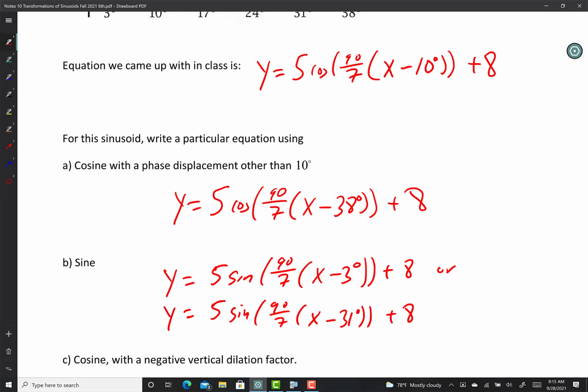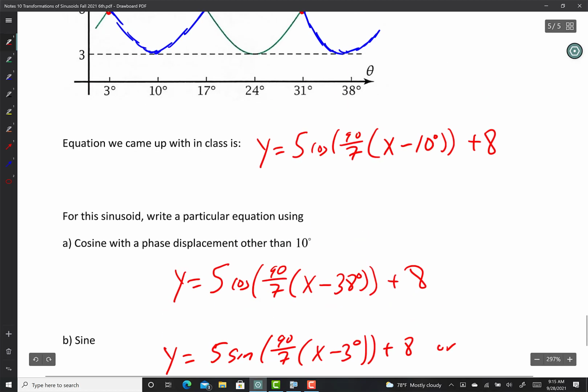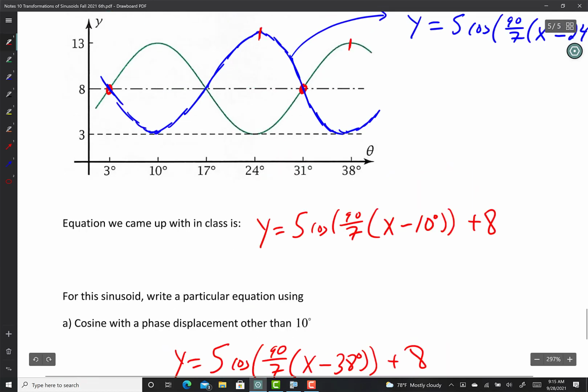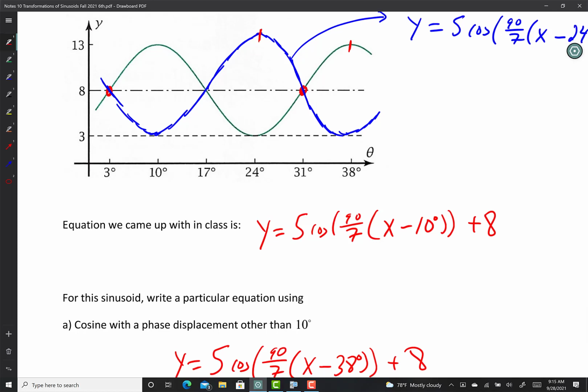If it was in radians, yes. This is in degrees, so we're doing 360. Well, 360 divided by 28, no? Well, I just did 7 times 4, but the difference between 38 and 10 is 28. Peak to peak, that's 28 degrees for the period.